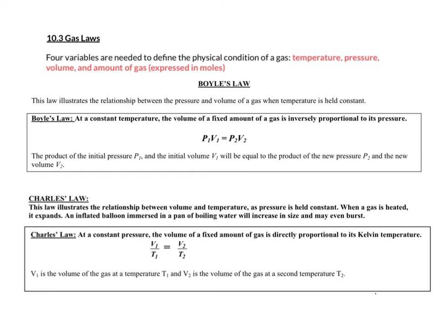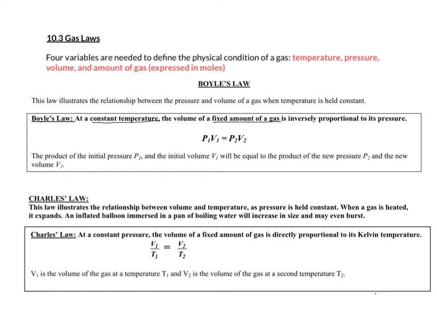The first one to take a look at is called Boyle's law. Now, Boyle's law looks at the relationship between pressure and volume. But to make things simpler, we hold things constant. So we look at pressure and volume when the number of moles is held constant, so we have a fixed amount of gas, and the temperature is held constant. That allows us to look at pressure and volume a little more closely.